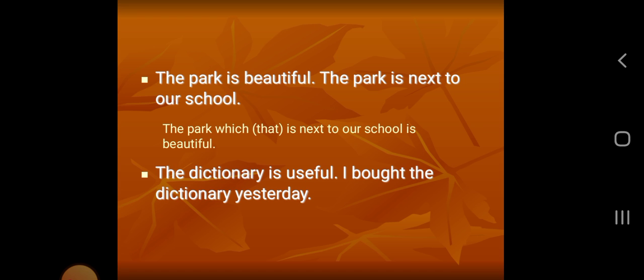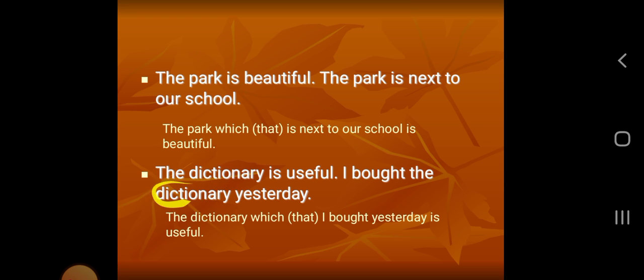The dictionary is useful. I bought the dictionary yesterday. The dictionary which I bought yesterday is useful. You see, there are two dictionaries here. We omit this dictionary.